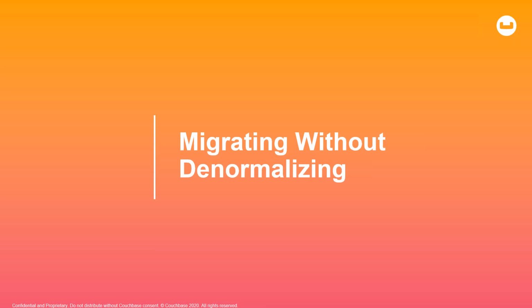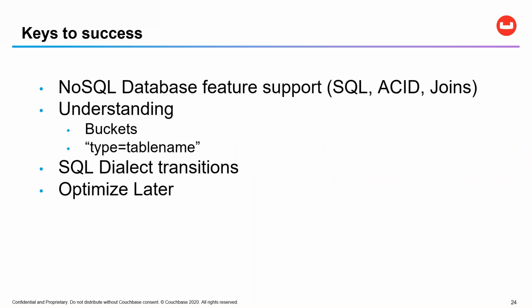So how do we migrate without denormalizing the data into one big document? First, you need a NoSQL database that supports SQL, ACID transactions, and joins. We need to understand how the tables and rows relate to documents. There will be SQL dialect transitions similar to when you go between 2 RDBMSs. Even if they officially support the ANSI standard, we always know some changes are necessary. And once we get everything running, we might not see the performance improvements until we optimize. We need to really expect that up front.